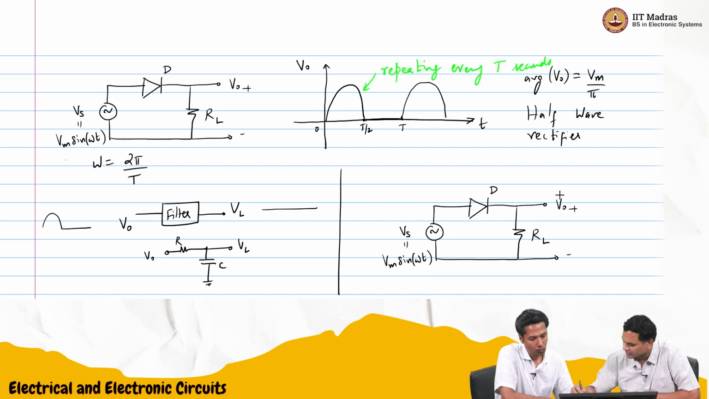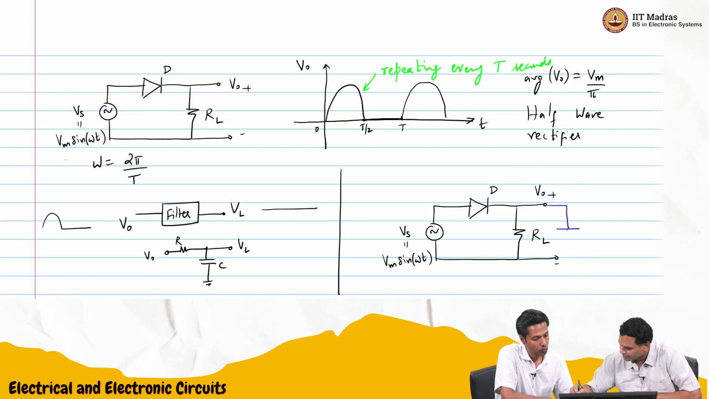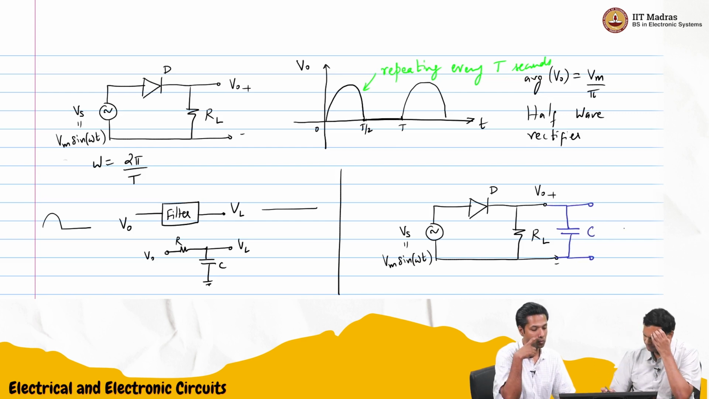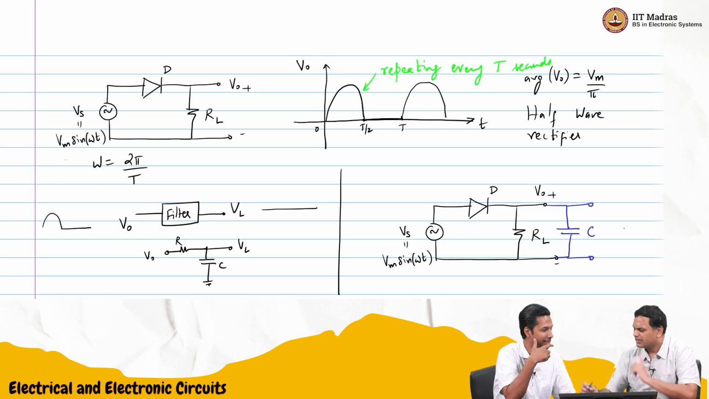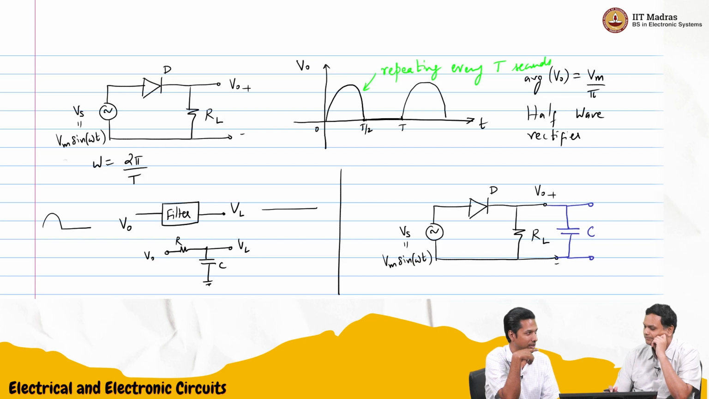I will move this a little bit. Like this, with some C. Okay. But this circuit won't behave the same way, no? We should analyze it. If RL is not there, low pass filtering like this I can understand.